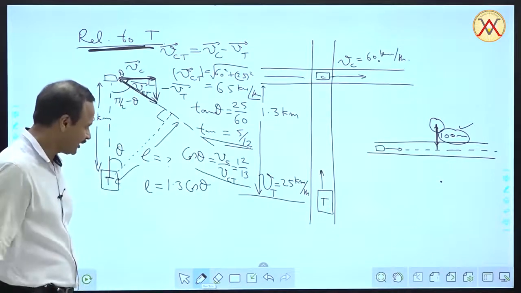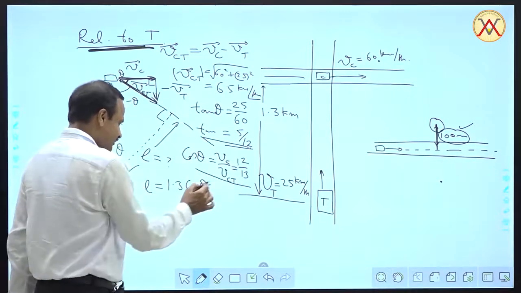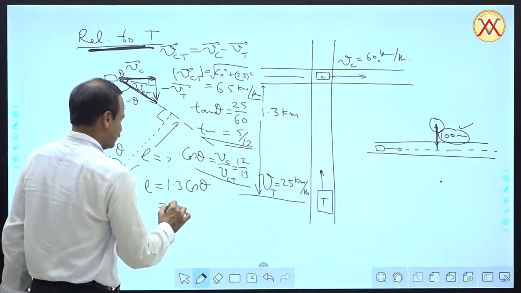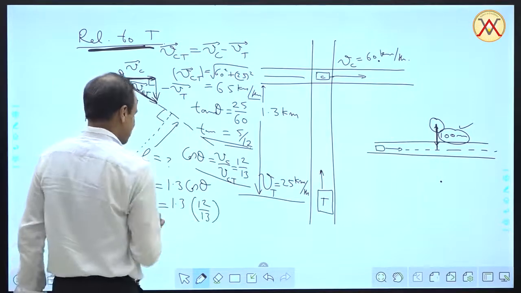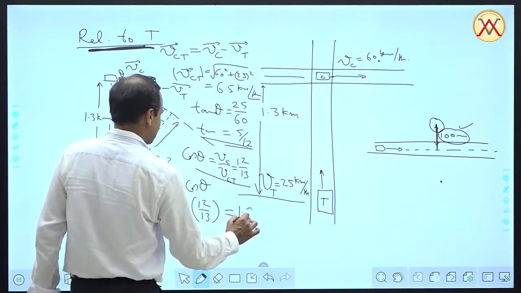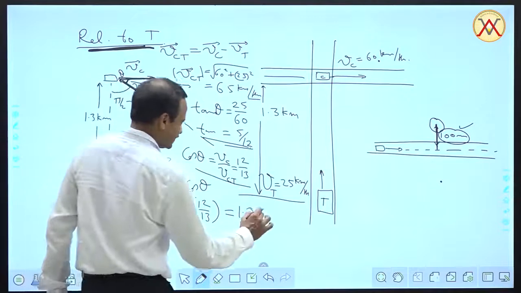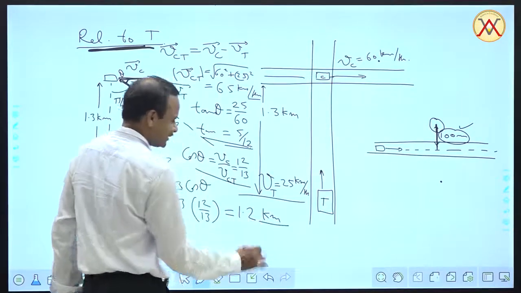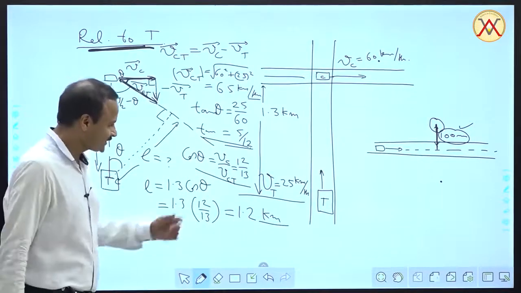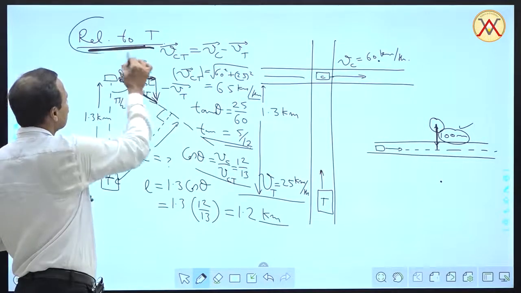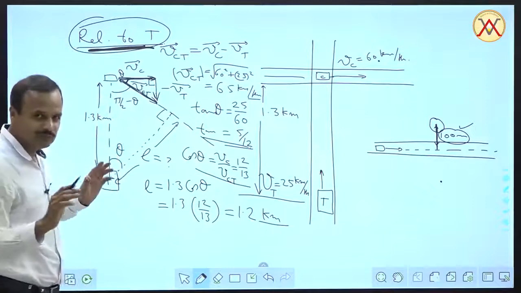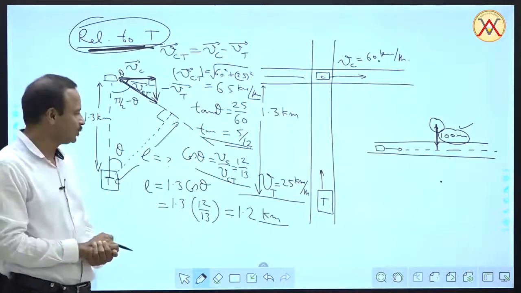So now putting this value of cos theta here, 12 by 13, you can see the value of L comes out to be 1.2 and it is in kilometers. Okay, so this is the minimum distance. After coming into the frame of reference of truck, the problem becomes very simple to understand.